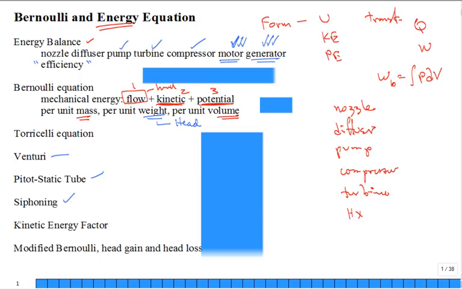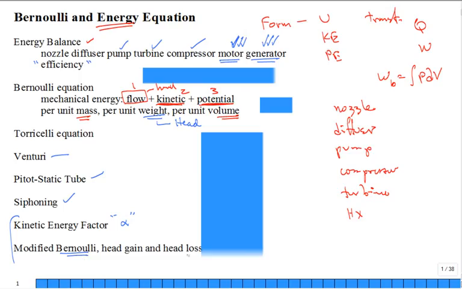Then we have some other factors down here, the kinetic energy correction factor, which is in this textbook. It's in a lot of textbooks, but a lot of times people just assume it's unity and run with it in the equation, but we'll go into the details of what that is. And then we modify Bernoulli's equation to account for losses.